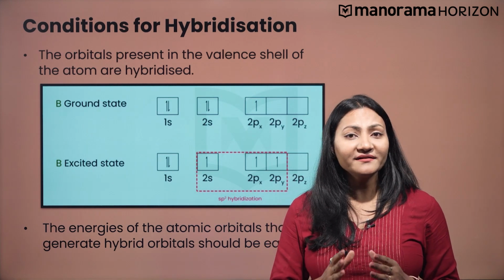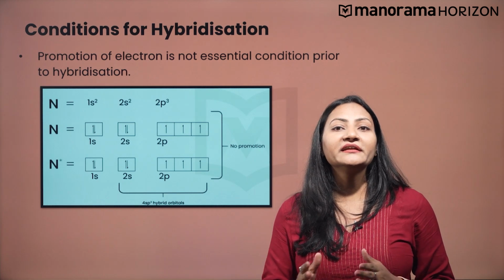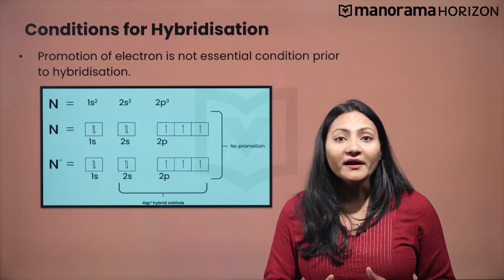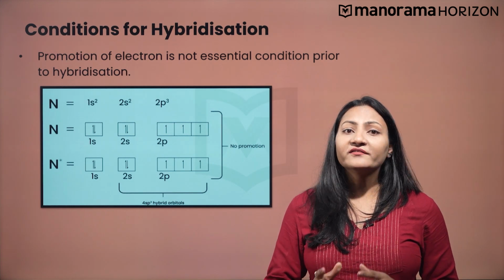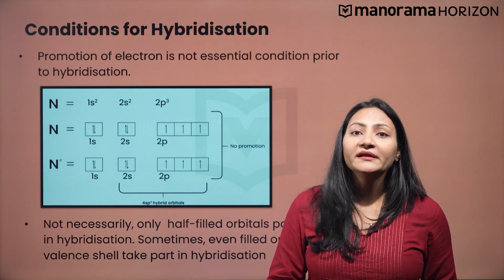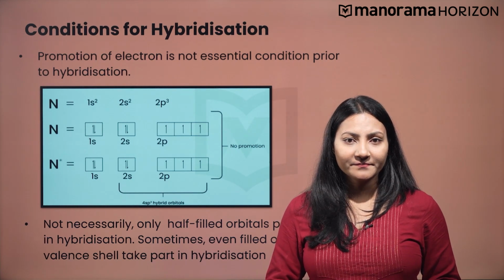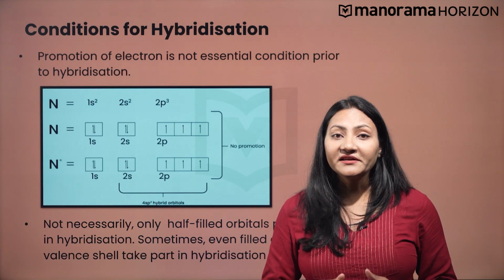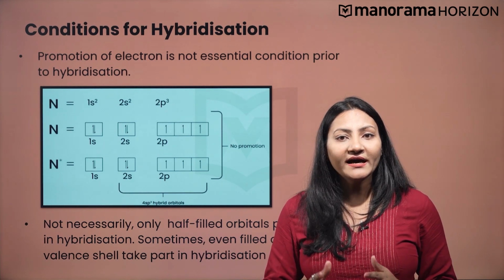Then, for hybridization to occur, the electrons do not necessarily need to be excited or elevated to a higher energy level. And it is not necessary that only half-filled orbitals participate in hybridization. In some cases, even the filled orbitals of the valence shell take part in hybridization.